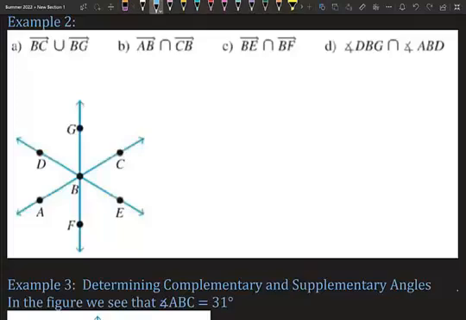Alright, so part B, we have ray AB. So AB, and it's a ray. And then we want to intersect it with ray CB. So CB, and it goes this way. Now, where do they intersect? What do they have in common? They have this in common right here. That's where it intersects, and that's a segment. So we say segment AC.